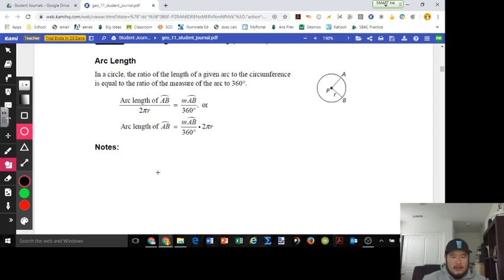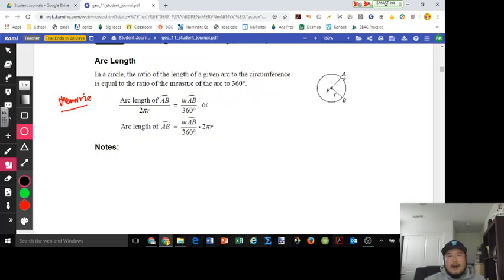So we have our equation that we're going to be using to help us find the arc length. This right here is something that you need to be familiar with and memorize: arc length of AB over 2 pi r is equal to the measure of the arc AB divided by 360. So go ahead and put memorize right there.